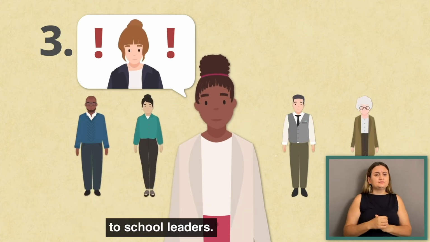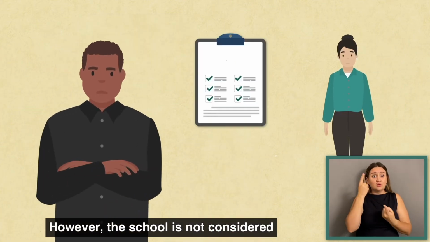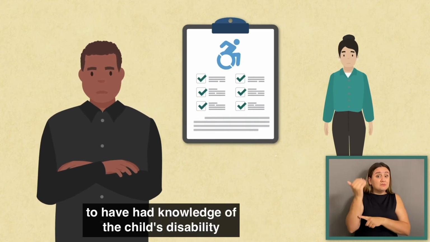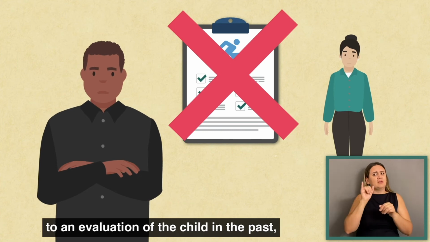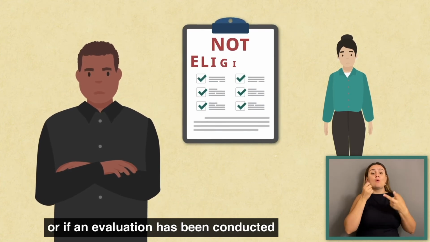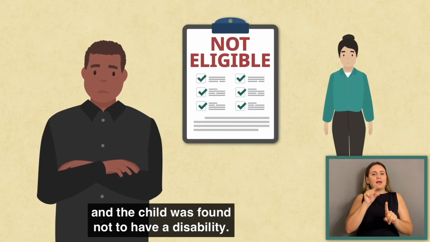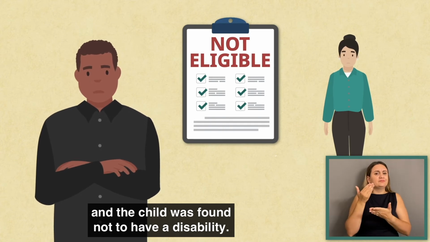However, the school is not considered to have had knowledge of the child's disability if the parent or the child refused to consent to an evaluation of the child in the past, or if an evaluation has been conducted and the child was found not to have a disability.